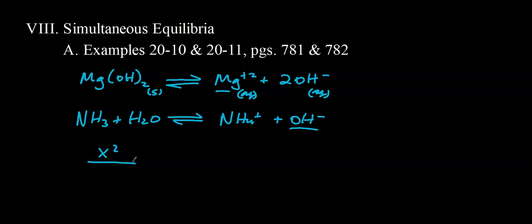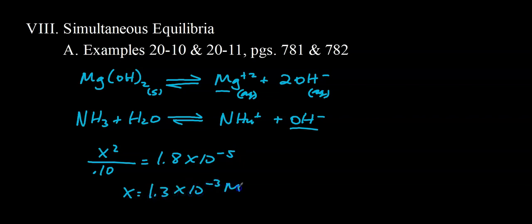After we've assumed that x is small, we get x squared over 0.10 equals the Kb for ammonia. Solve for x, and we end up with a concentration of hydroxide produced from the ionization of ammonia of 1.3 times 10 to the negative third molar.